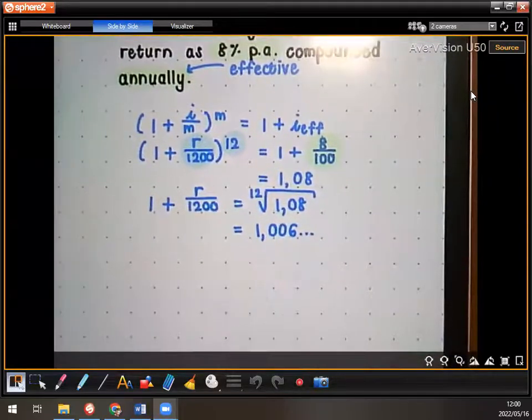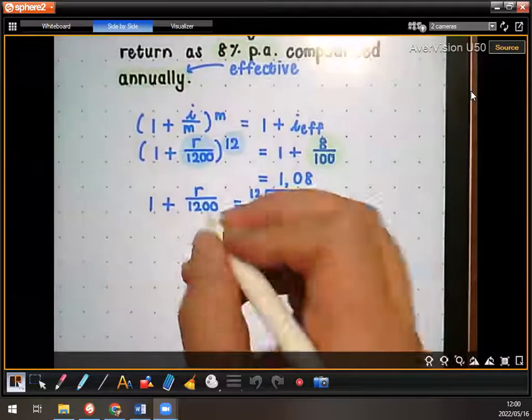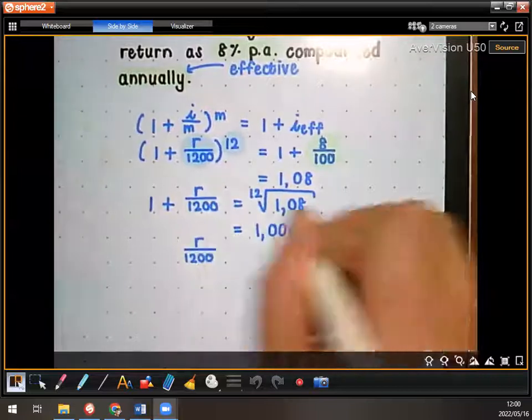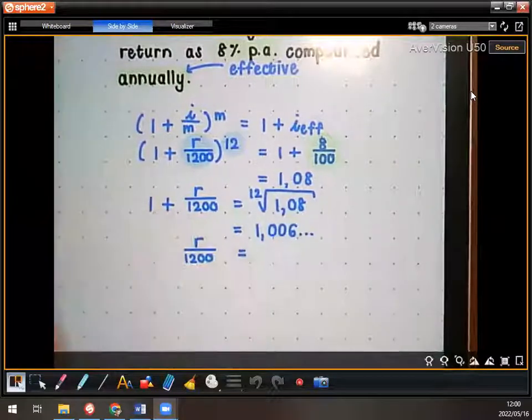You're not allowed to round that off, right? You can't now say, oh, that's just 1. You have to keep that answer in the calculator. Now looking at the left-hand side, remember I want to get r. So what do I get rid of next? The 1 or the 1200? The 1. What do I do with this 1? I'm going to have to subtract 1. So I'm going to have r over 1200 is this minus 1.